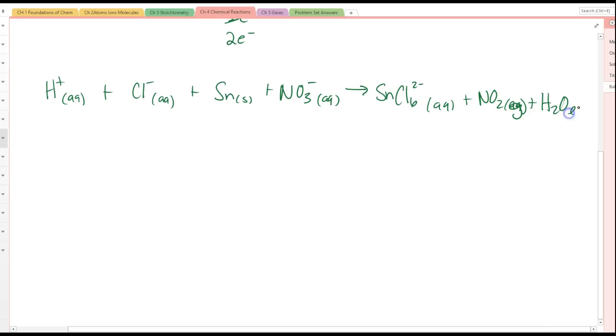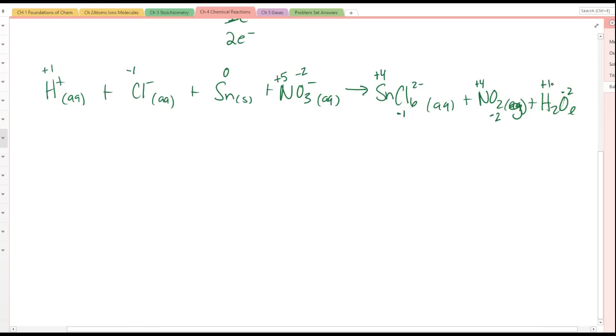plus water. So if we assign oxidation states to this, hydrogen's easy, that's a +1, chlorine's a -1. Tin is elemental, so it's 0. And nitrate, the oxygen is always going to be a -2. There are then 6 minuses, but we need to come out to 1 negative, so the nitrogen's a +5. In SnCl6, chlorine is a -1, so there are 6 of those. We need to come out to a -2. That makes the tin a +4. Here, the oxygen is a -2, so this is going to have to be a +4 to make a net 0. And then oxygen is a -2, so this has to be a +1, so there are 2 +1s.